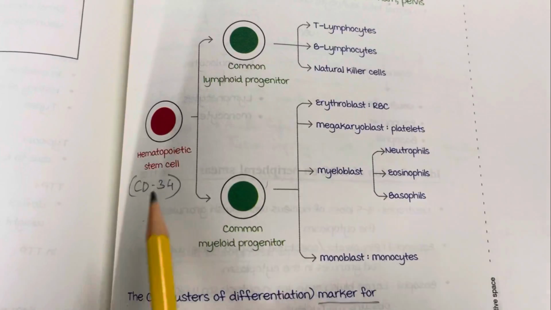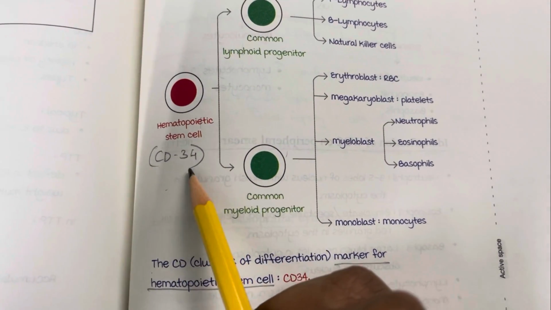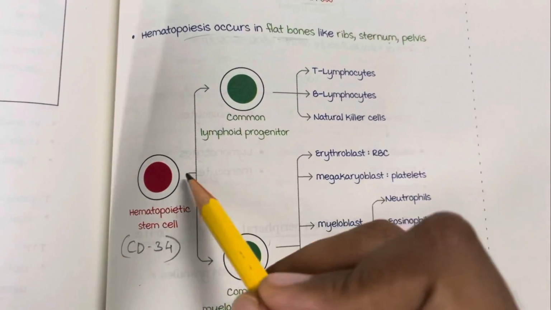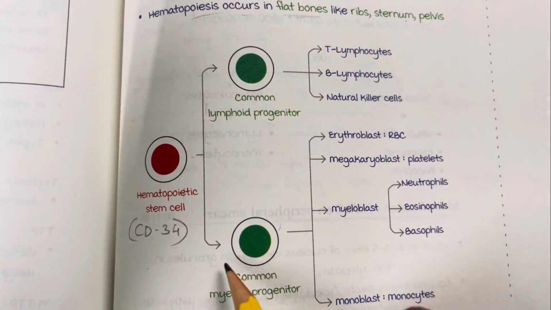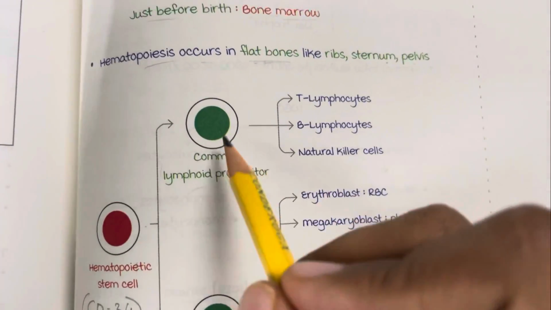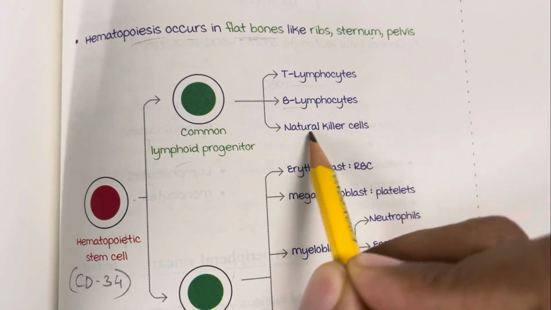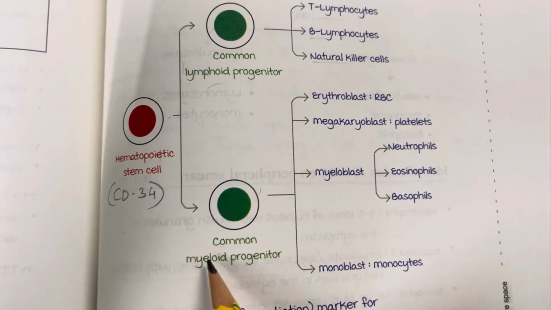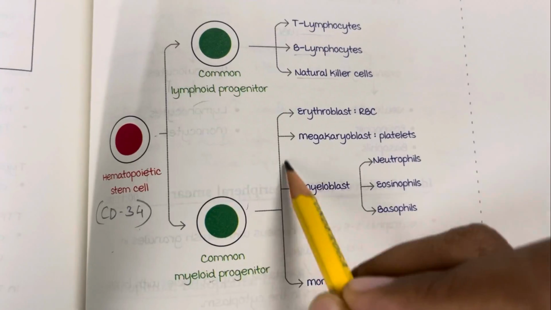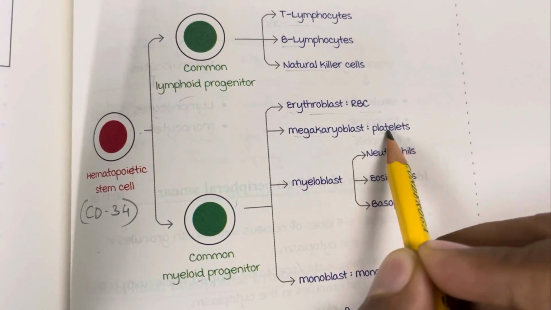Okay, so this is the hematopoietic stem cell. The marker to identify it, the CD marker, is CD34. It differentiates into two types: common lymphoid progenitor and common myeloid progenitor. Lymphoid progenitor gives rise to all sorts of lymphocytes, so T lymphocytes, B lymphocytes, and natural killer cells, NK cells. Common myeloid progenitor gives rise to your RBCs, erythroblast, RBCs, megakaryoblast, megakaryocyte, and your platelets.